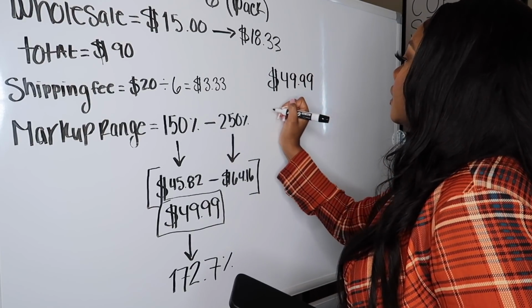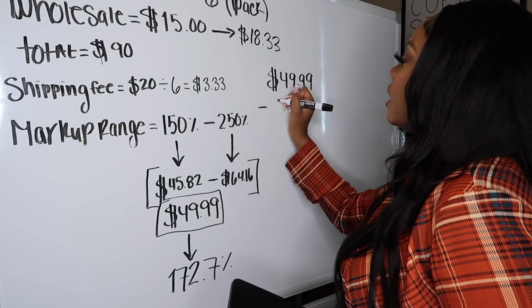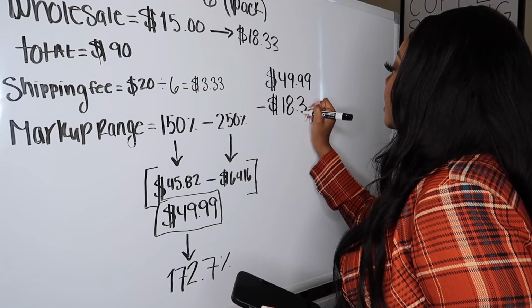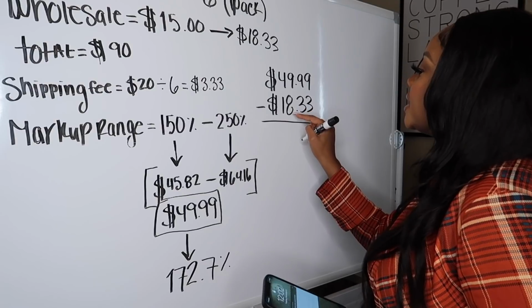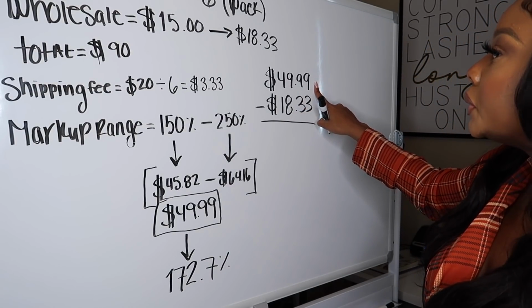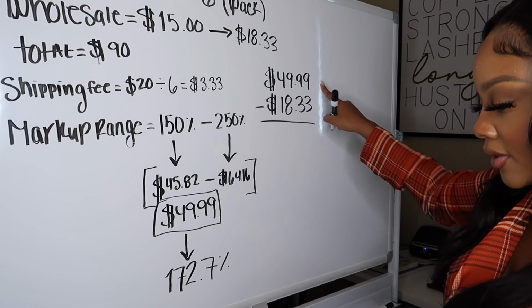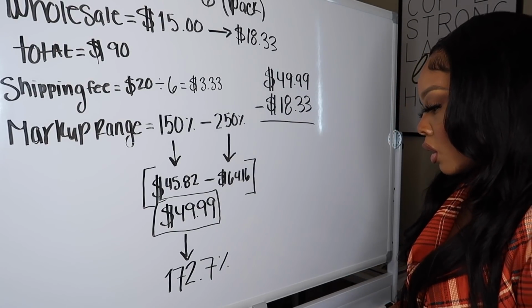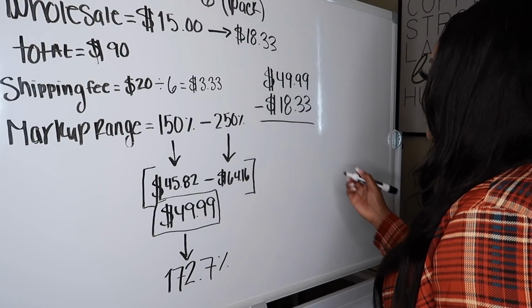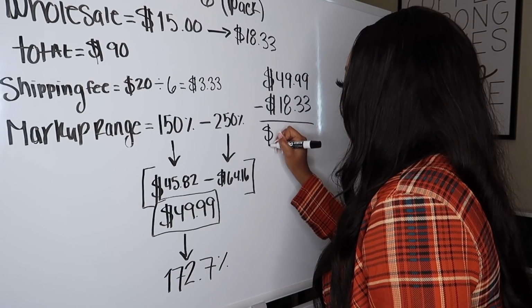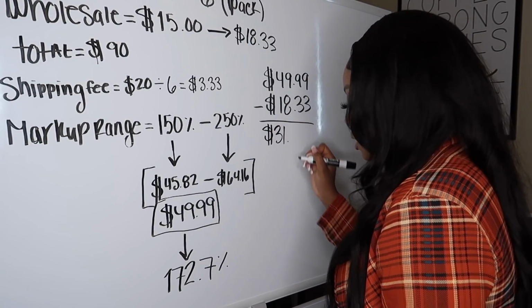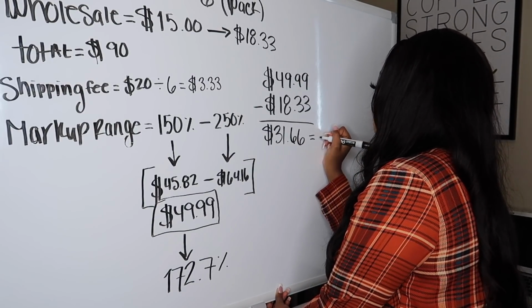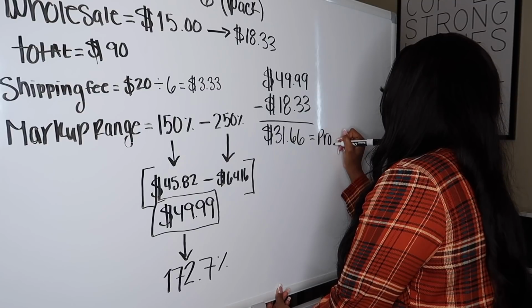So we know that the overall price of that item is $49.99. We're going to subtract $18.33 because that's how much we purchased the item at. That's how much we are going through and we are selling the item at. So we want to make sure that we go through and we find our overall profit. So we know that our overall profit is going to be $31.66. So this will be our profit.